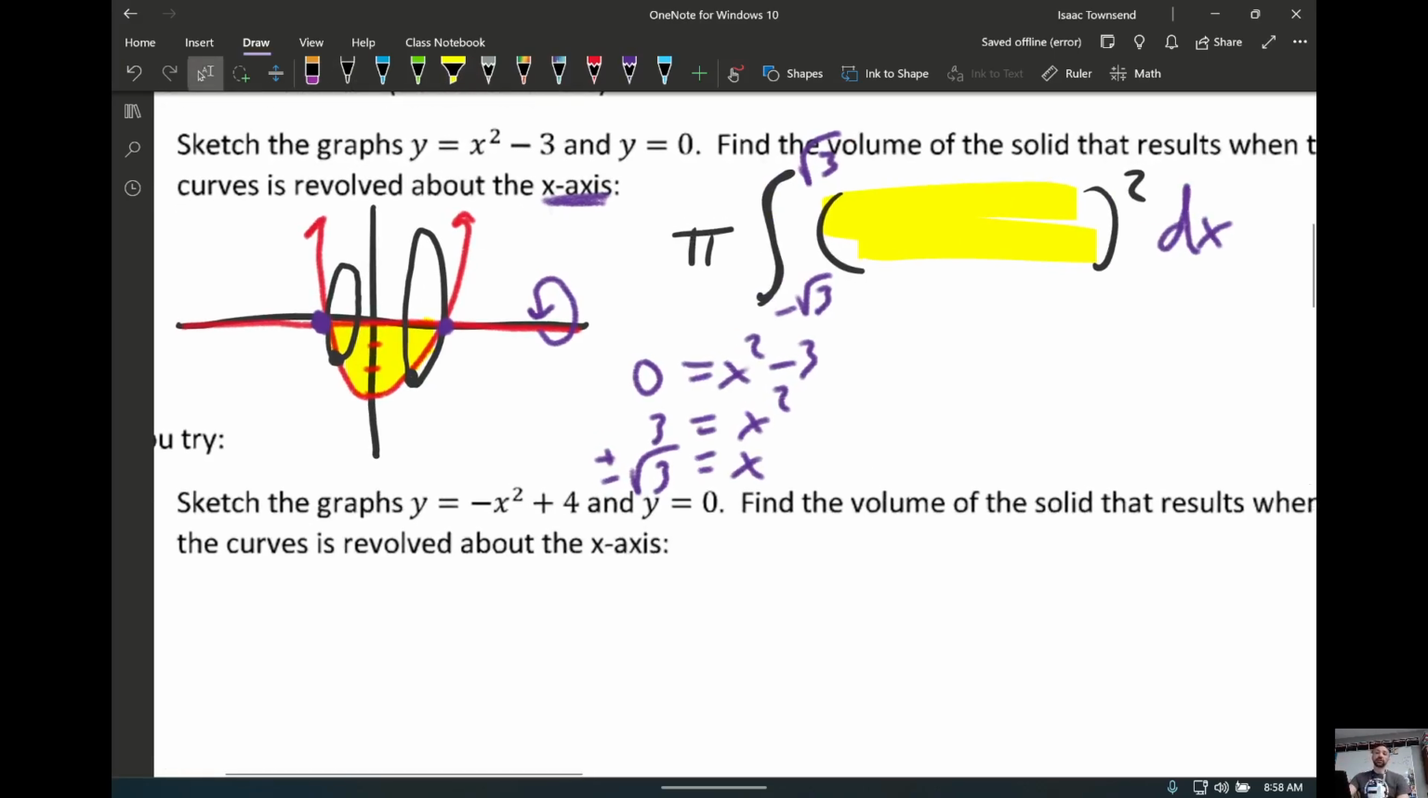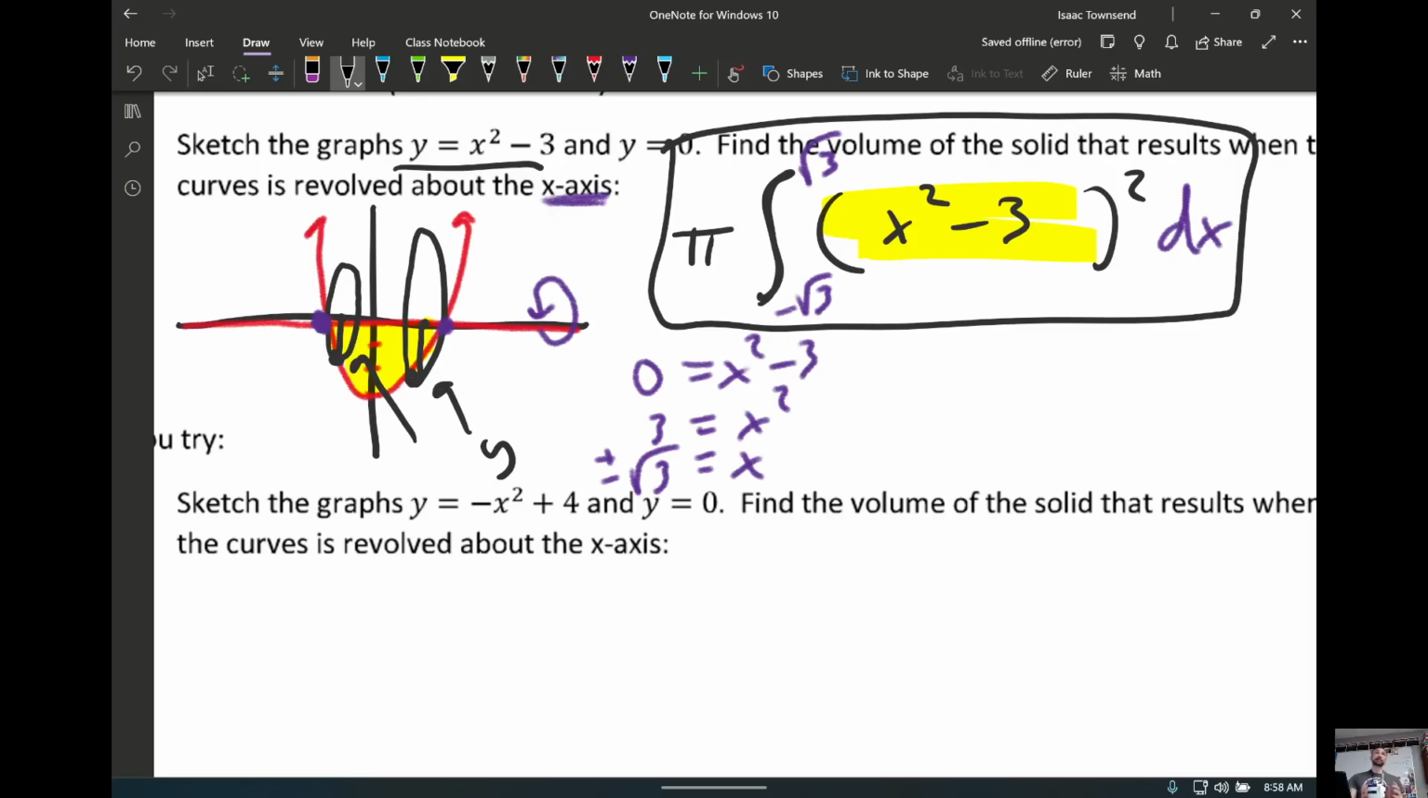So if you sketch in a couple of these, you can visualize the radius length. It's the distance from the x-axis to the function. The generic name for that is y. So the radius is y, but again, you need these variables to match. If this says dx, you need this to be in terms of x. So don't call it y, call it x squared minus 3.